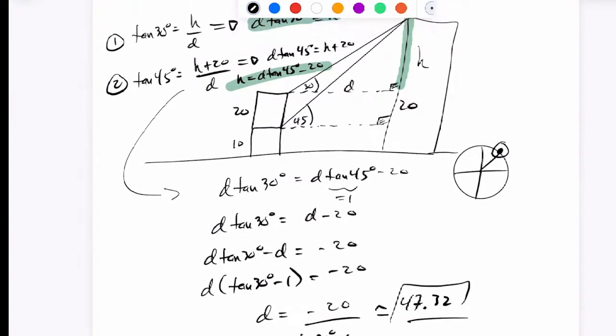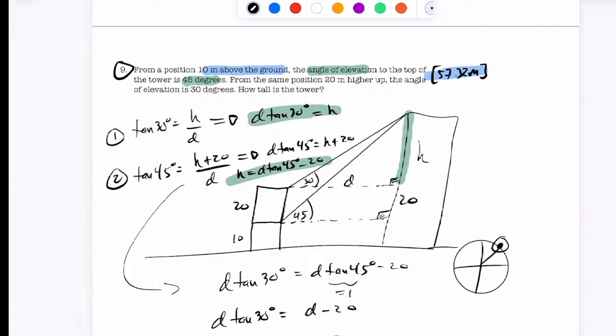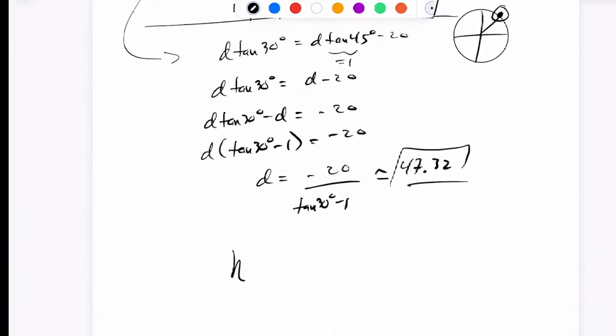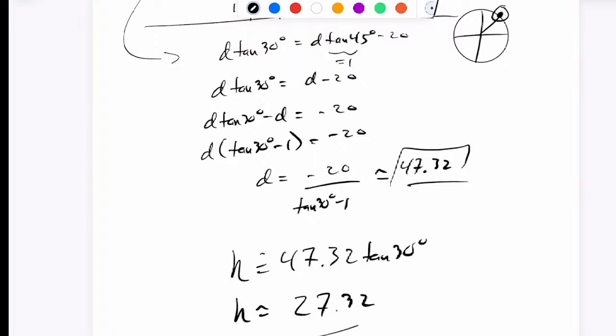That is the distance between the buildings. Sub it back into either equation. I'll just sub it back into equation 1 because it's a little bit simpler. So you're going to get approximately 47.32 tan of 30 degrees. And I can get my height here. 47.32 tan 30. And punching this in, I'm getting 27.32.